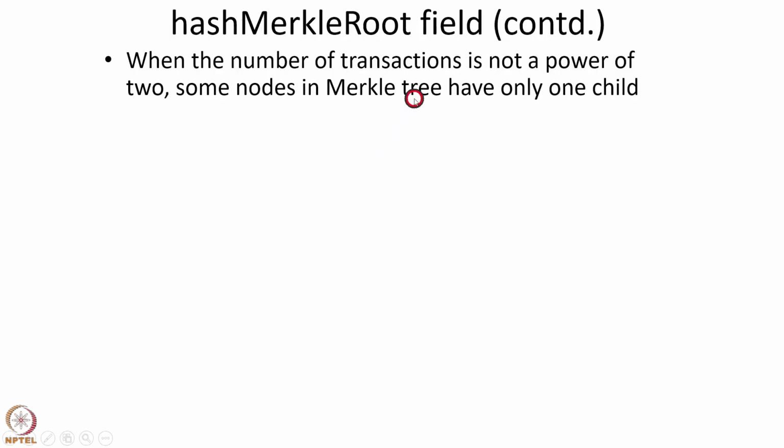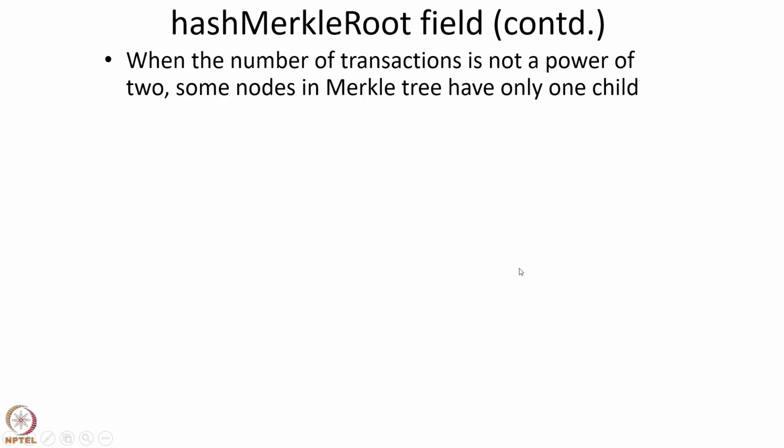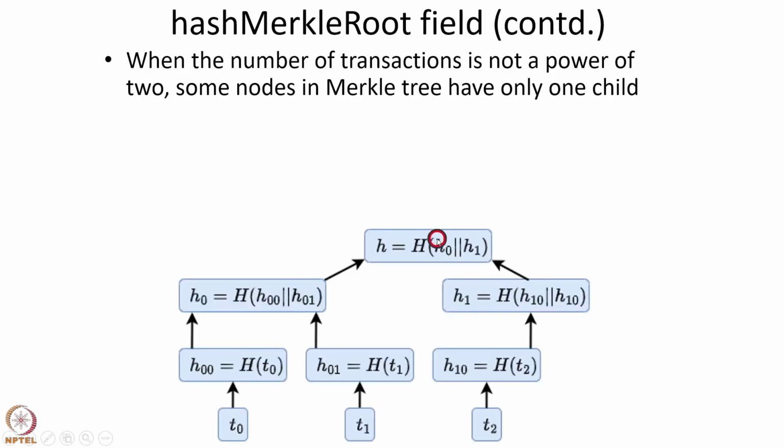So when the number of transactions is not a power of 2, then some nodes in the Merkle tree have only one child. So we see that in that case, this binary tree is not complete. So some of the nodes in this binary tree will have only one child. An example is shown here.